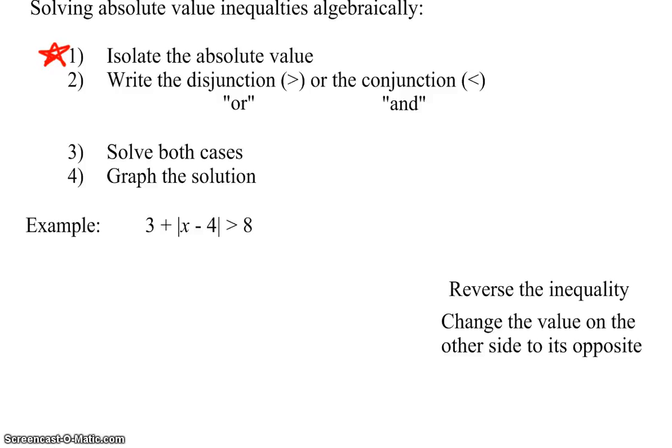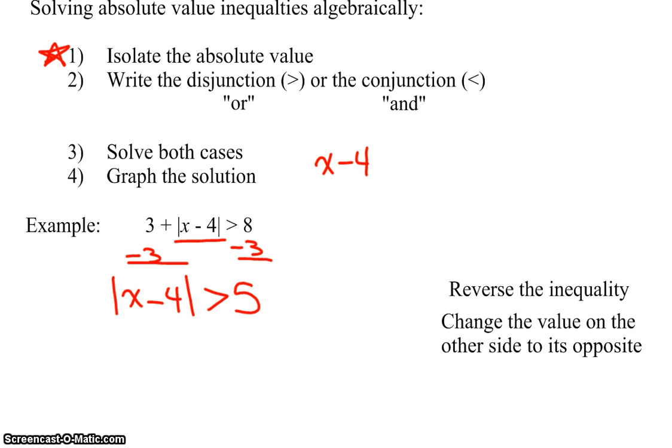The first thing I need to do is I need to isolate that x minus 4, my absolute value portion. So I subtract 3 on both sides, and I end up with the absolute value of x minus 4 is greater than 5. What this means is that x minus 4 is more than 5 units away from 0.